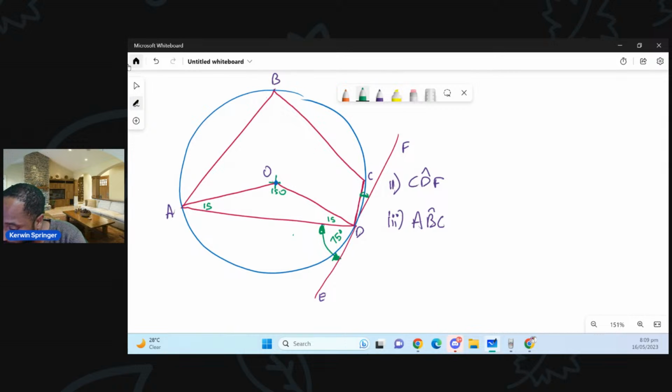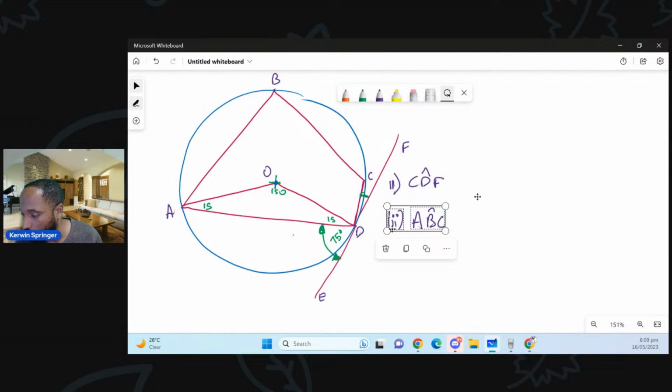Feeling you can't feel it, and you can't do it. No, you can't use the alternate segment theorem here because you cannot form a triangle on the other side. The alternate segment theorem only works if you have a triangle here. I'm making up these questions off the top of my head and proofing them before I start.